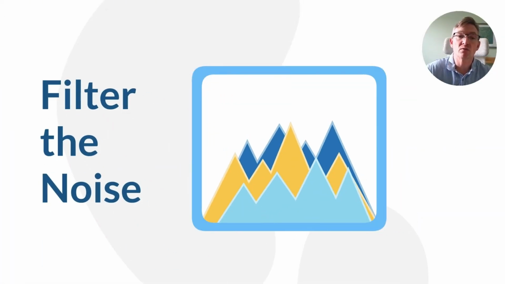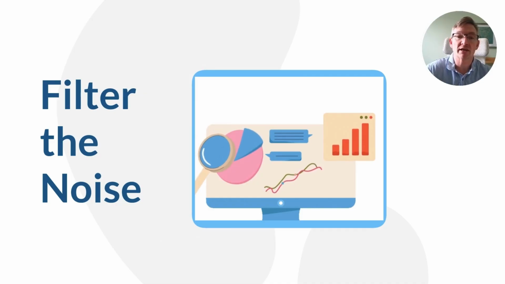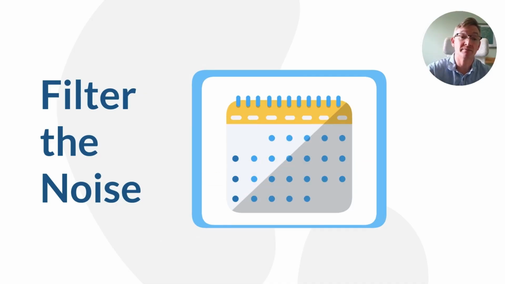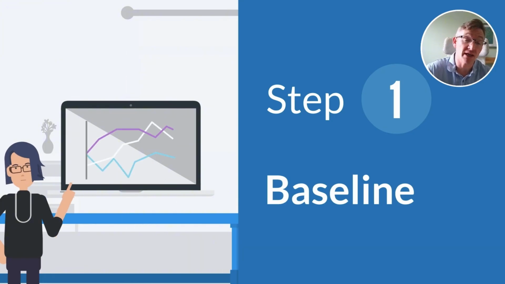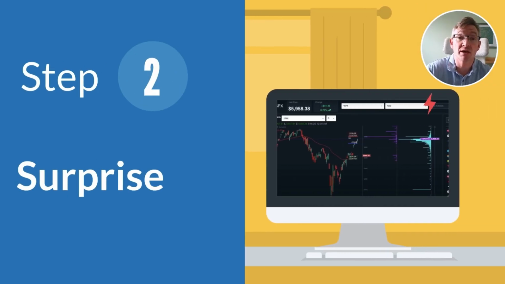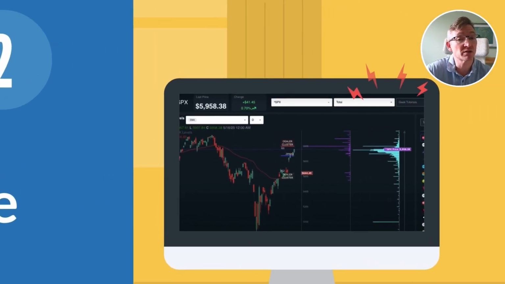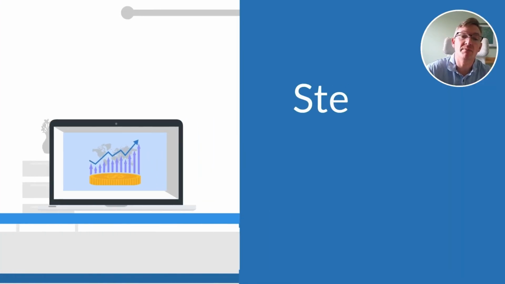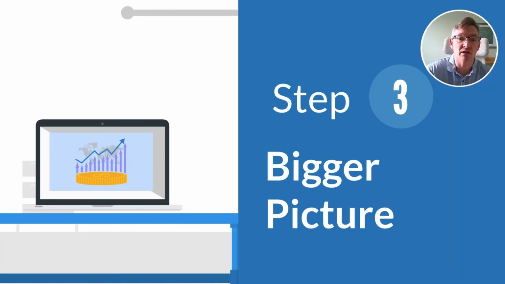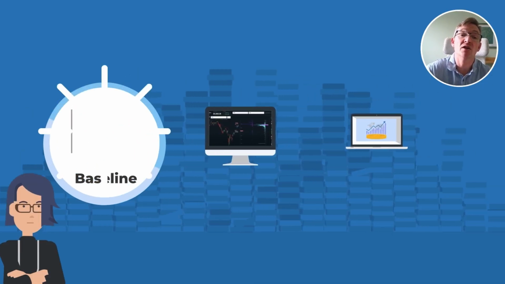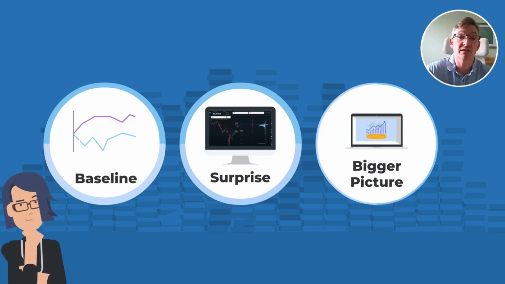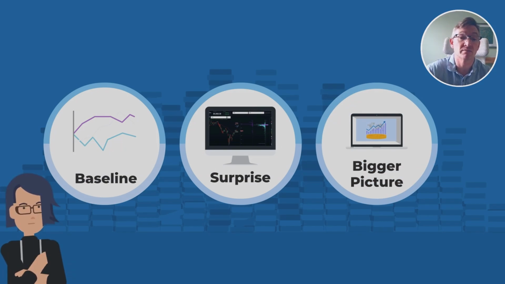Filter the noise. Not all data moves markets. What matters is context, not the calendar. Step 1, baseline. What are markets expecting? If the data doesn't challenge that, it won't move the market. Step 2, surprise. Big surprise? Big move. Small surprise? Probably nothing. Step 3, bigger picture. Does it change the story, like growth or central bank policy? If not, it's just noise. Key takeaway? Use the three-step filter. Baseline, surprise, big picture. That's how pros stay focused.